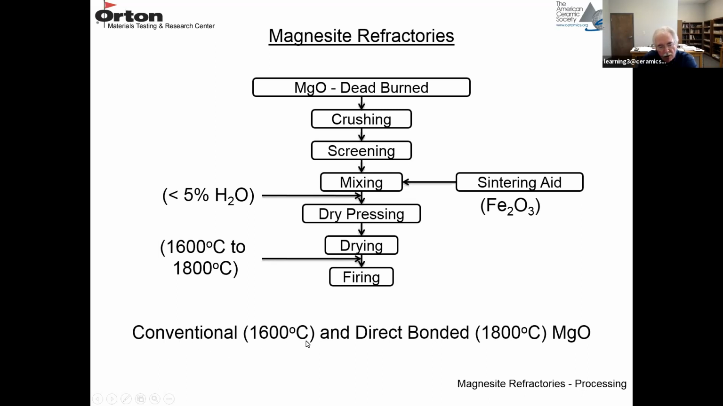Conventional MgO is MgO that has a silicate phase present, and that's usually fired at a low temperature, 1600 degrees C. A direct bonded would have lower impurity content and be fired at a high temperature, 1800 degrees C. So direct bonded has MgO crystals in contact with each other in isolated regions of low melting silicate phases, and a conventional MgO refractory has the low melting silicate phases present at the grain boundaries and in the matrix.